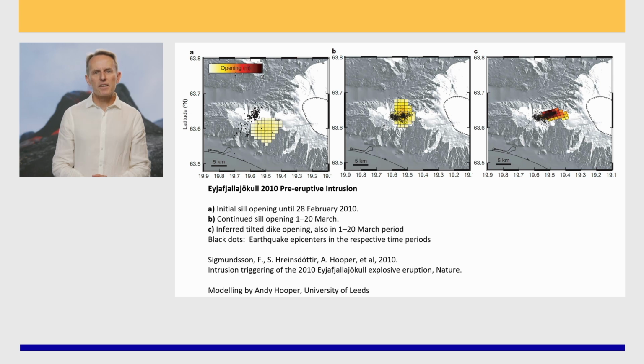The modeling indicates that a magmatic intrusion of a complex geometry, modeled as 2 sills and 1 dike with a total volume of about 50 million cubic meters, grew over a period of 3 months in the roots of the volcano. On 20th of March, an eruption finally broke out. This pre-eruptive intrusion was certainly much more complicated than many of us expected.